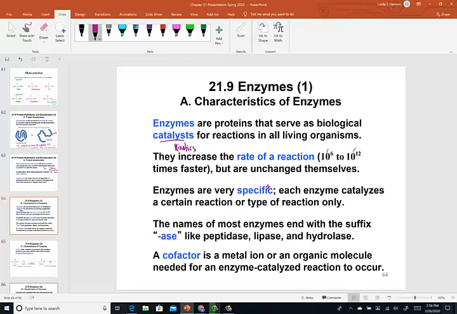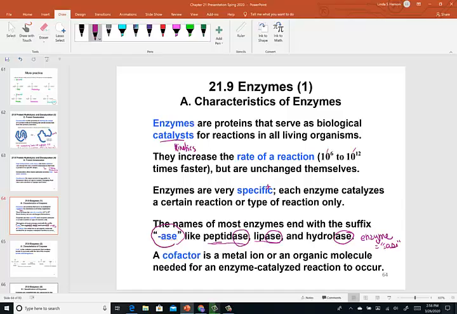You'll notice that enzymes have a very specific naming system because they'll always end with the same suffix, ase. Look at these. Peptidase, here the ase. Lipase, ase. Hydrolase, ase. You'll know that this is an enzyme because you hear the ending ase.